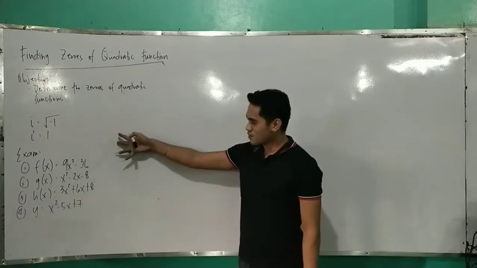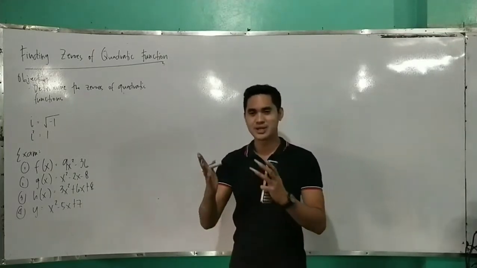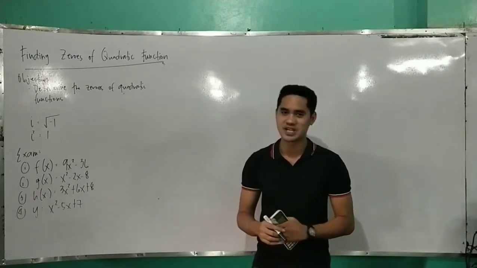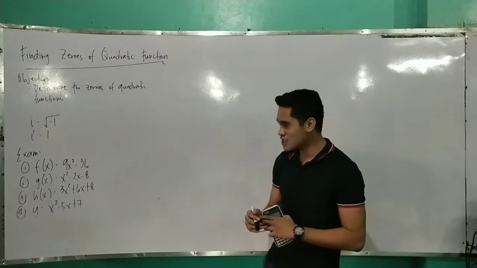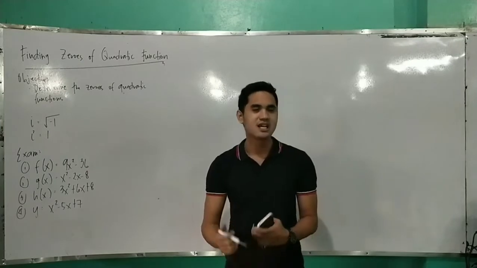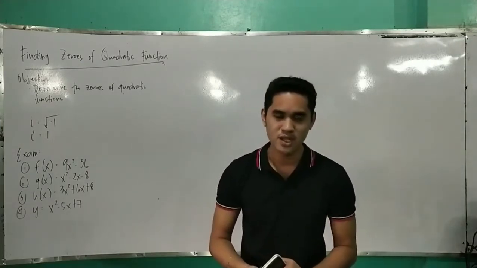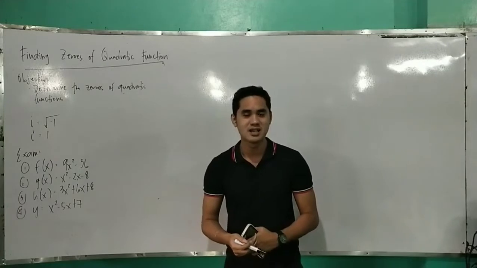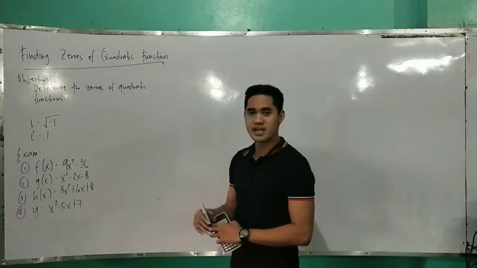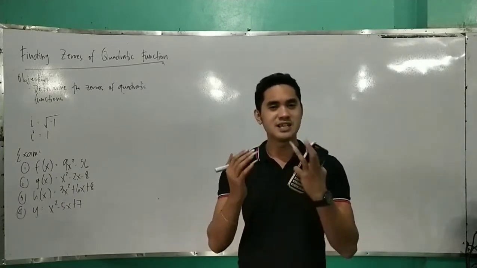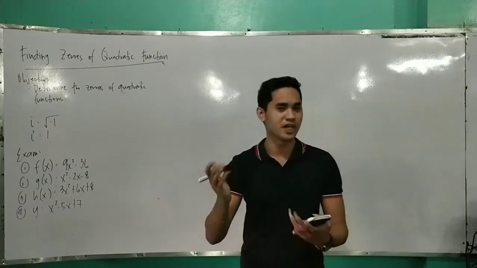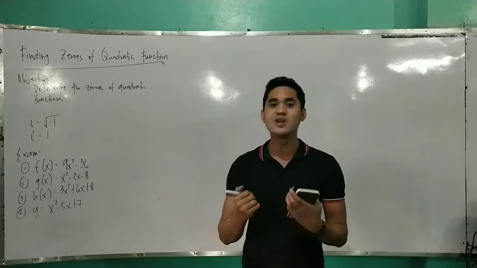Ayun. So ngayon, bali dito, meron tayong 4 example. Then, kada example, i-apply ko yung 4 methods para makita natin yung zeros ng quadratic function. Okay, so mag-start tayo. The first one, meron tayo dito f of x is equal to 9x squared minus 36. Then, i-apply ko yung first method, by extracting the roots. Ayan. By the way, yung f of x, g of x, tsaka yung h of x, same lang yan as y. Pero syempre, yan yung ginagamit natin para ma-identify natin na yung equation na to ay function.